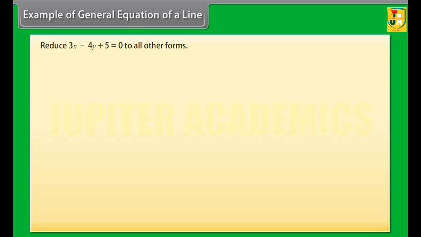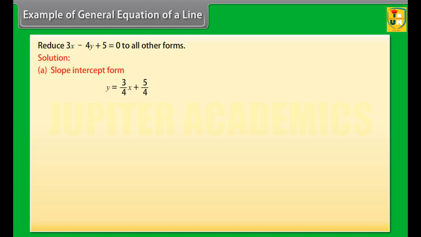Example of general equation of a line. Reduce 3x - 4y + 5 = 0 to all other forms. Solution. Slope-intercept form. y = (3/4)x + 5/4, where m = slope = 3/4, and c = 5/4, that is the y-intercept.